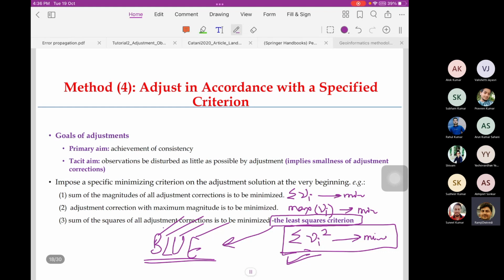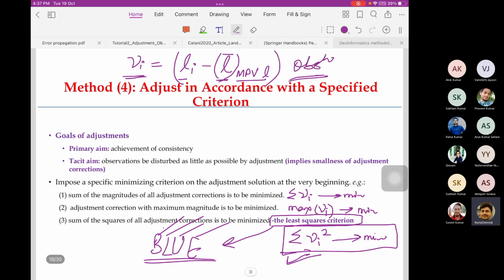Now you would be thinking, what is residual? Residual, I have told you, is Li minus L bar, or we have told the MPV value of L. The variation from an individual observation to the MPV value or simply the mean value is known as the residual. We need to minimize this. This is for the observation case. Please remember, you are choosing one adjustment method that is purely based on observations.